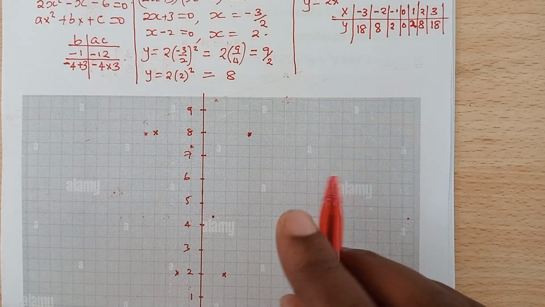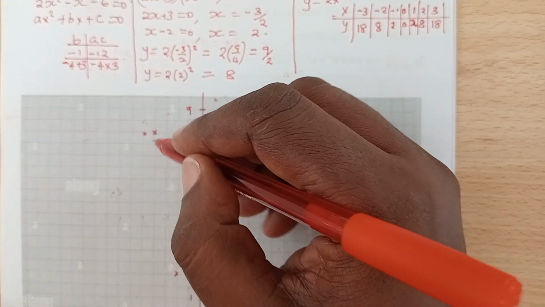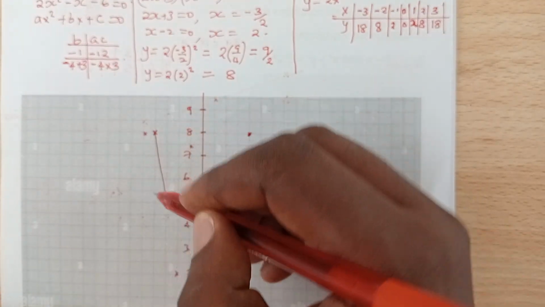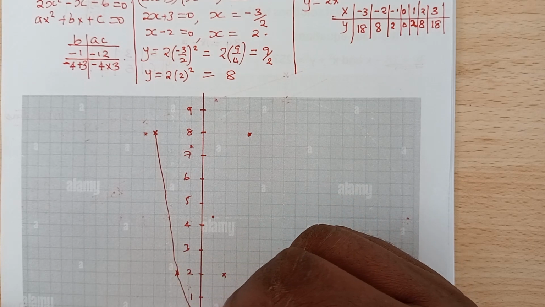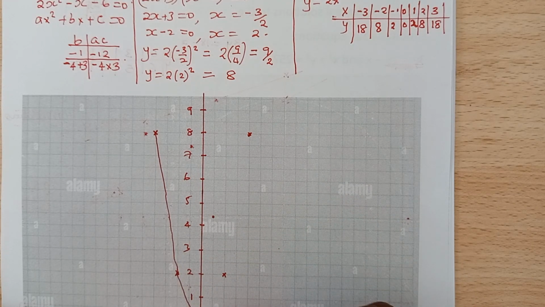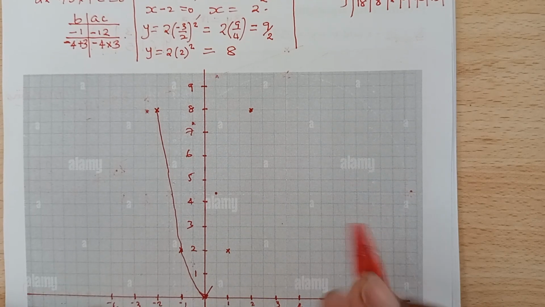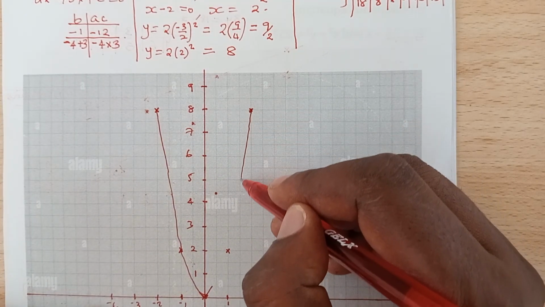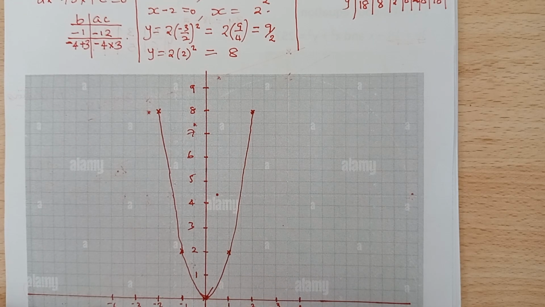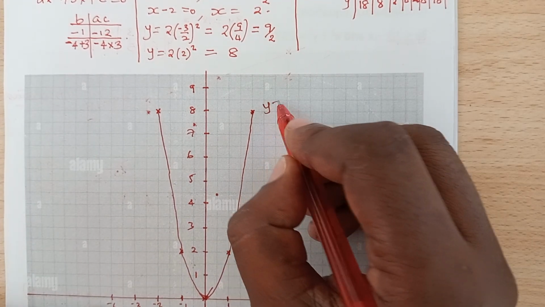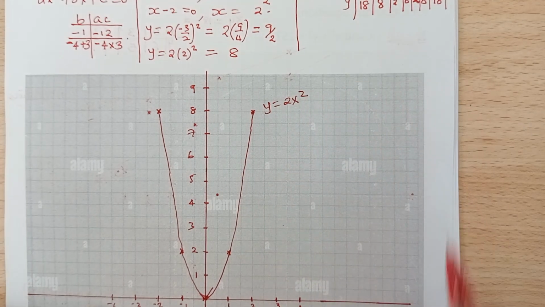And it goes without saying, now we have to have a very smooth curve here. It is a quadratic graph that we have to draw using freehand and very easily. That's the graph of y is equal to 2x squared.